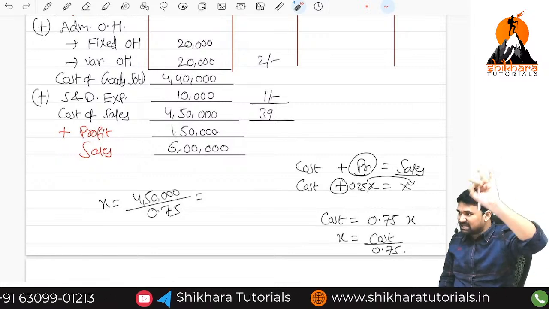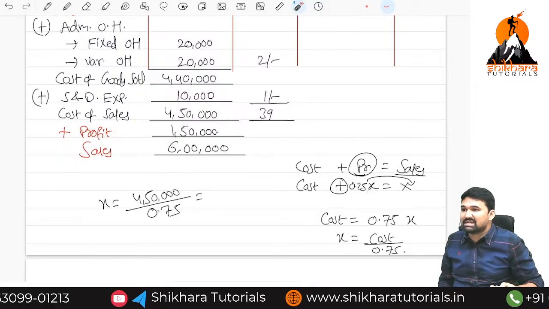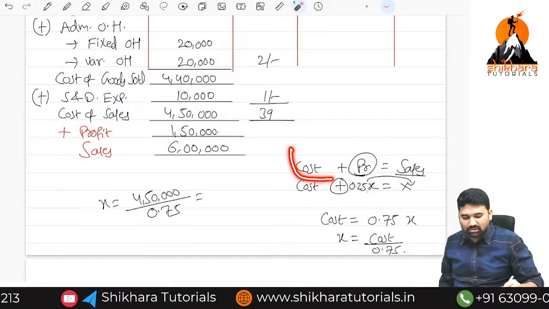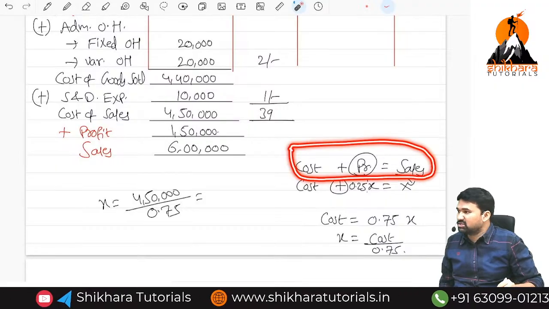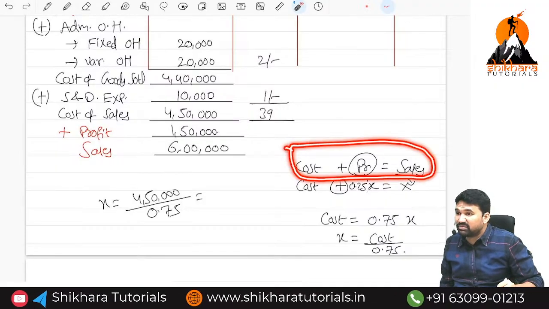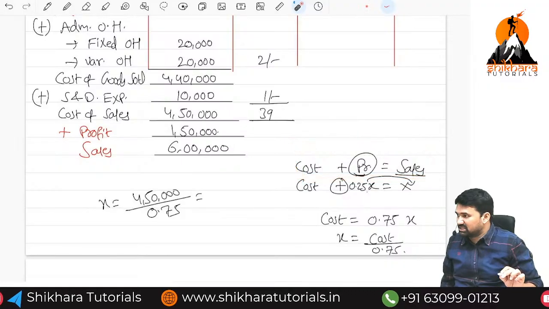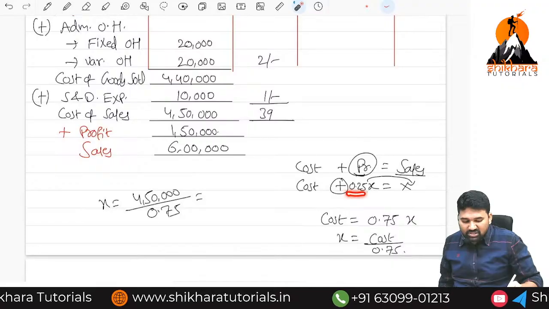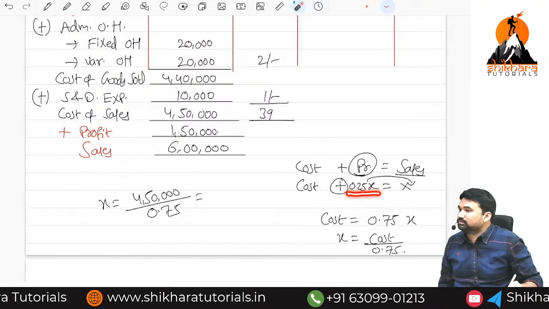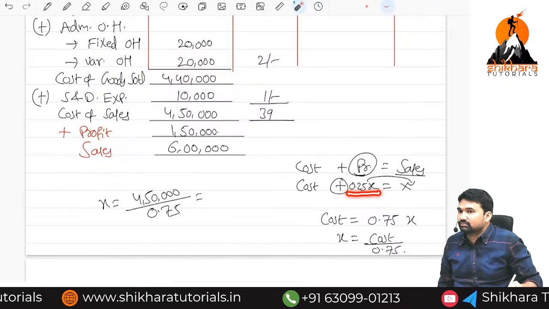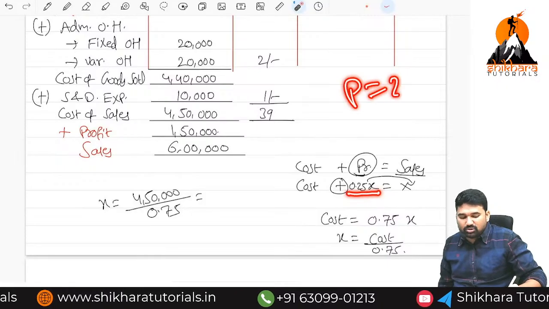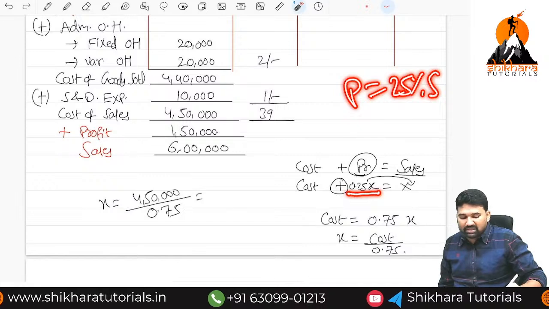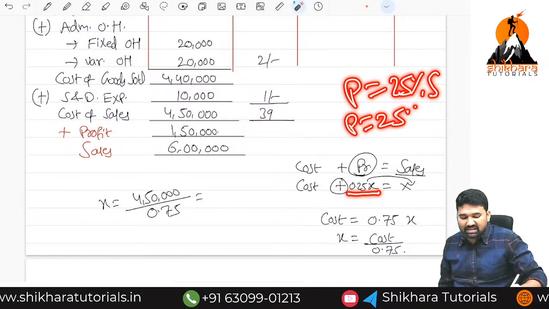In the same way, this is not costing sense, it is common sense. What is common sense? Cost plus profit is equal to sales. And in the problem, it has been given that 25% of sales is profit. So profit is equal to 25% of sales. Sales we don't know. That is why we consider it as x.